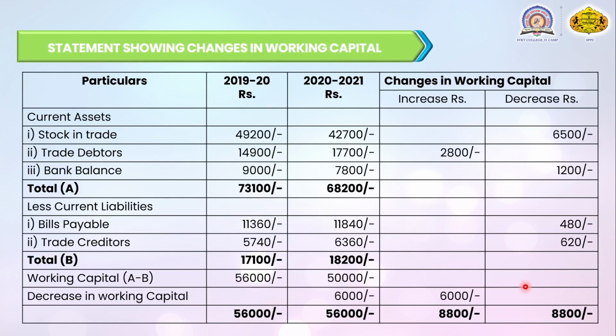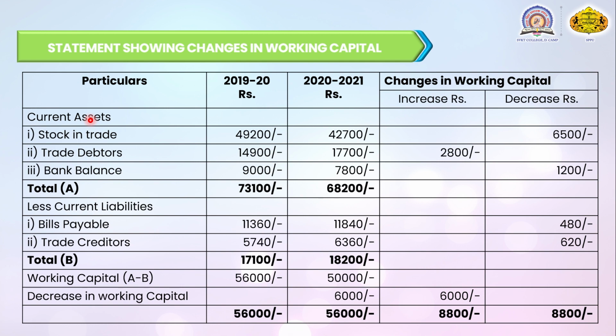Now we solve the statement of changes in working capital. The first column is particulars, the second column is 2019-20, the third column is 2021, and the fourth column is changes in working capital, which has decrease and increase columns. First is the calculation; we have already seen the format of changes in working capital. First point is current assets.